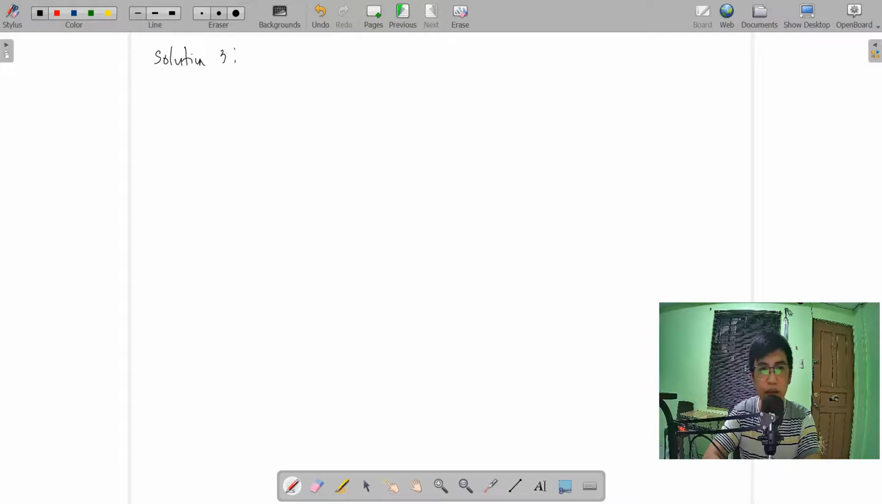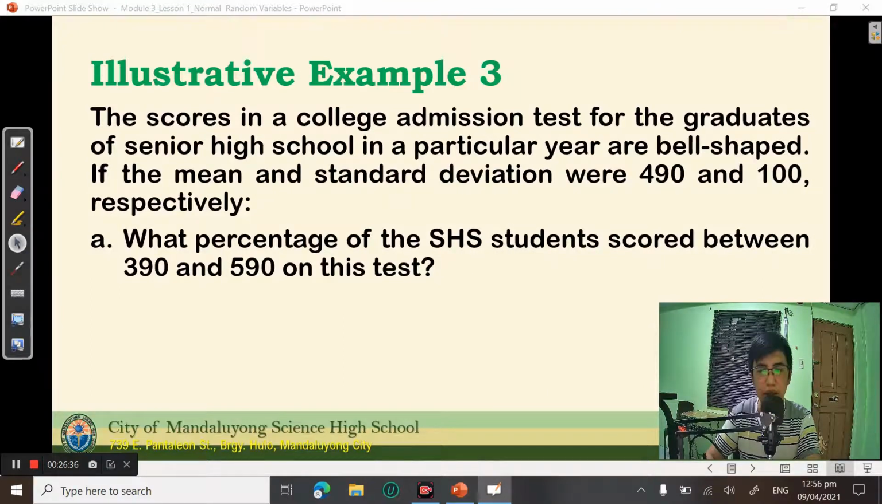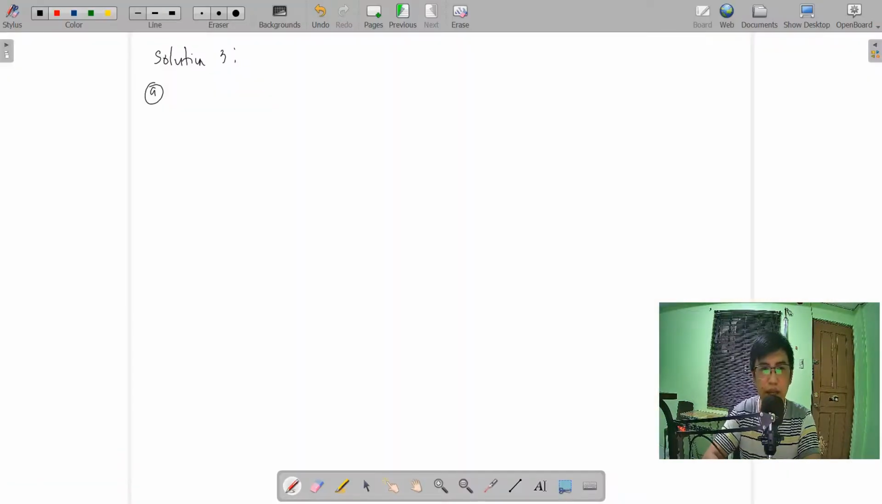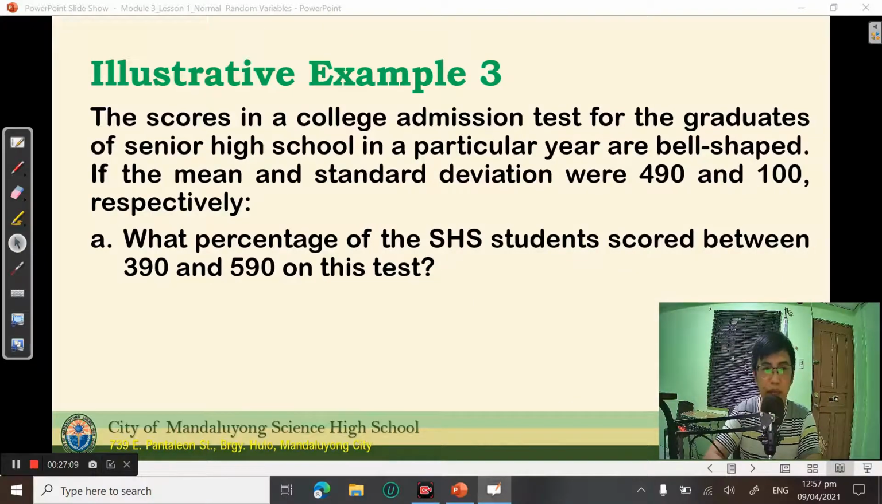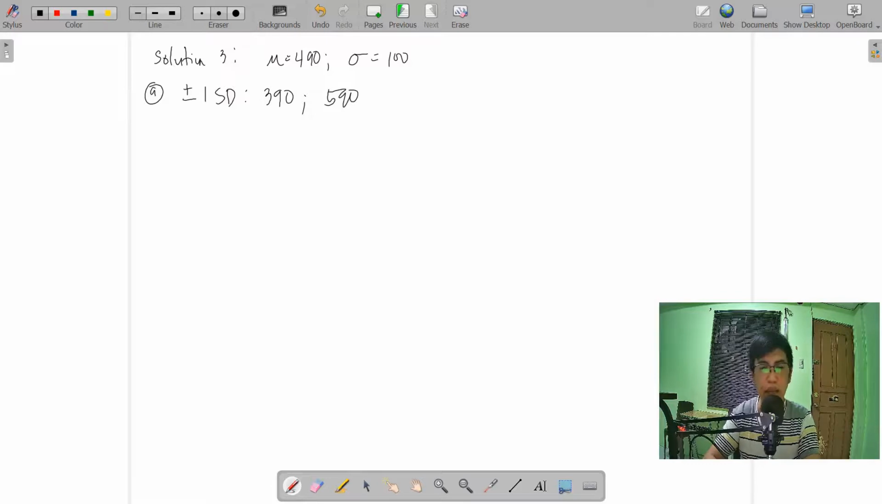Number 3. For letter A, we are tasked to determine the percentage of the senior high school students who scored between 390 and 590. Our mean is 490 and our standard deviation is 100. First, let's determine positive and negative 1 standard deviation from the mean. That is, add and subtract 100. So we have here 390 and 590. We stop now, because we already got it. Right? 390 and 590.